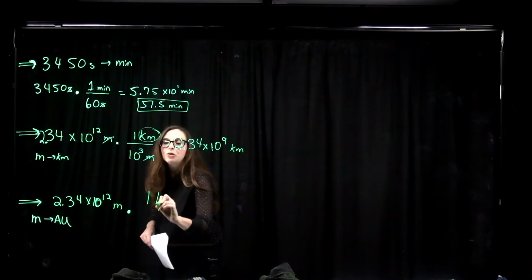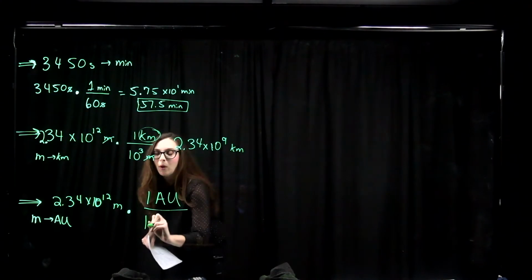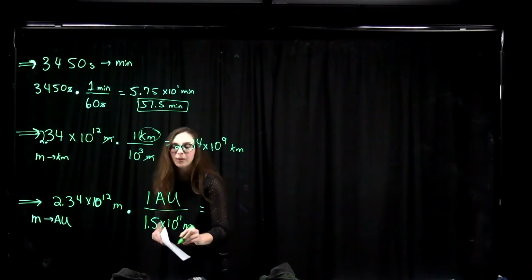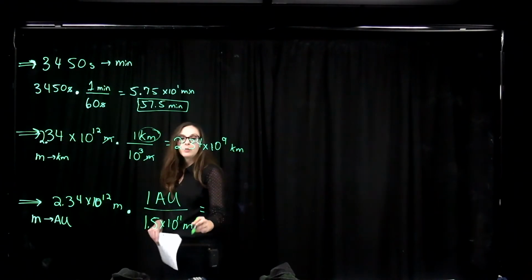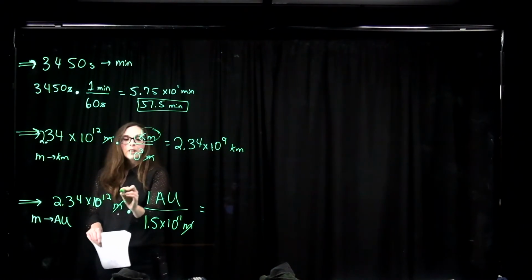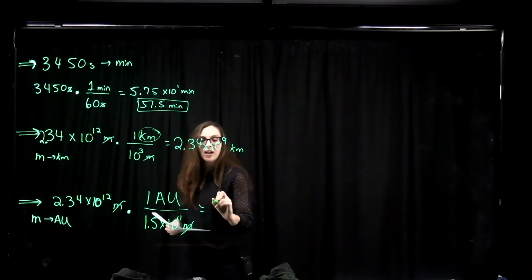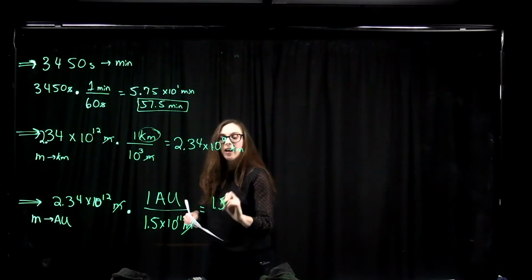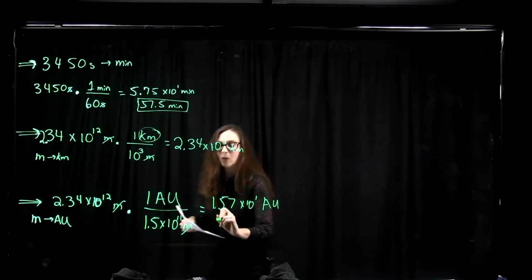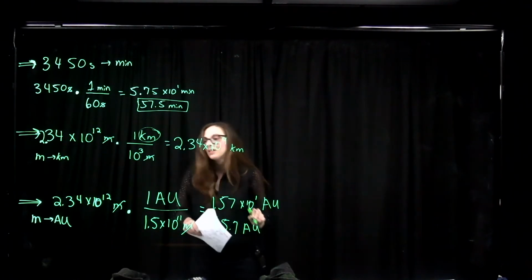So 1 astronomical unit, that's our distance from the Earth to the Sun, is about 1.5 times 10 to the 11 meters, okay? So again, we have our conversion factor. We've got meters canceling on top and bottom. We take 2.34 times 10 to the 12 and divide it by 1.5 times 10 to the 11. That gives us 1.57 times 10 to the 1 astronomical unit, or 15.7 astronomical units, okay?